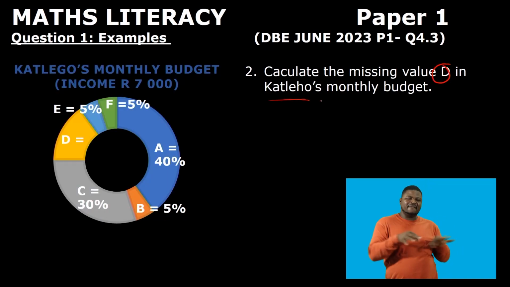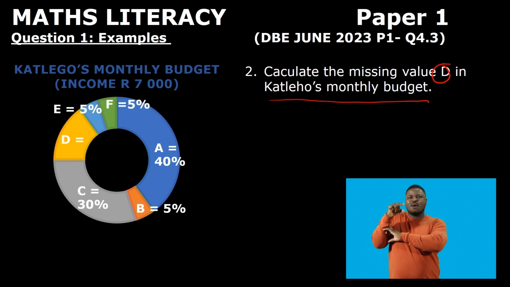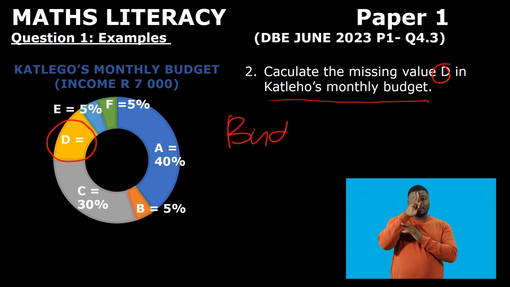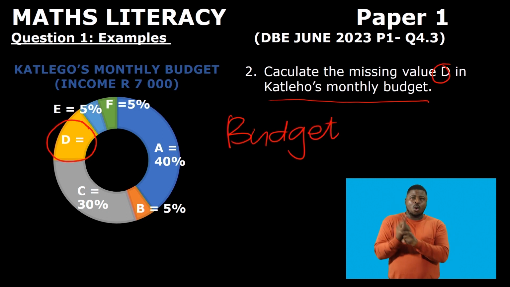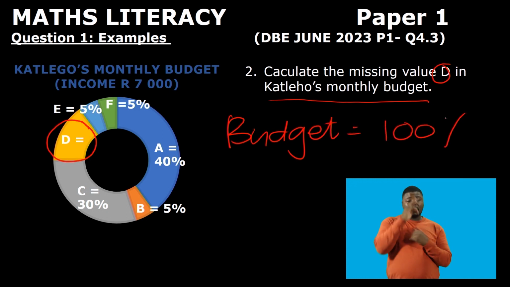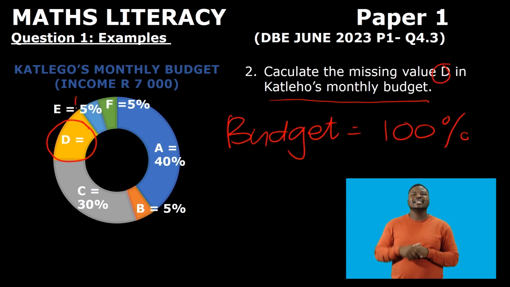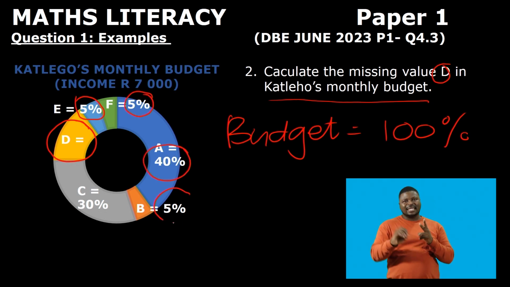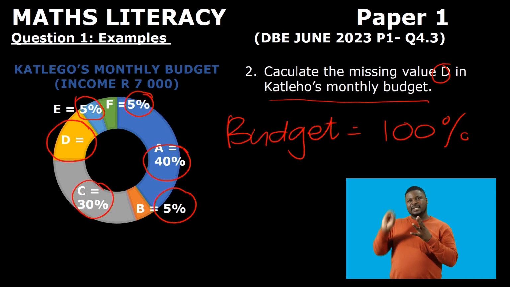Calculate the missing value D in Katlego's monthly budget. Now, as you can see, the missing value D is there, and remember, a budget is always equal to 100%. So you'll take the budget and you will then subtract the 5%, another 5%, a 40%, a 5%, and a 30%, and the remainder will be then the value for D.